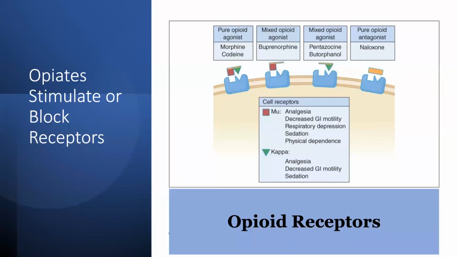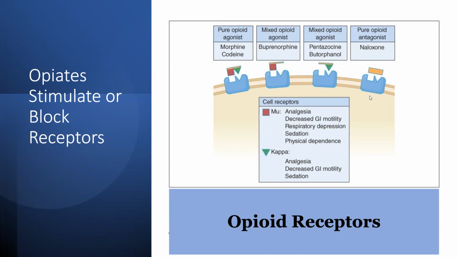Now we also say these opioid receptors, the opiates, they stimulate or block the receptors. The first one here is the pure opioid agonist, for example, morphine and codeine. You can see it has a specific shape, they have to go like a lock and key hypothesis. Then there is a mixed opioid agonist, which can be buprenorphine. Then a mixed opioid agonist, that is pentazocine and butorphanol, can be used. Another, a pure opioid antagonist, is naloxone. So we have these kinds of drugs, they act on the receptors.